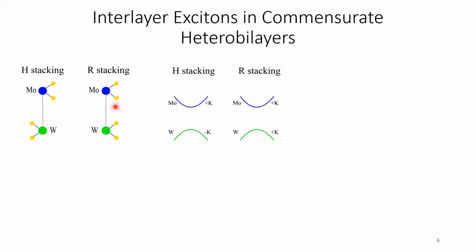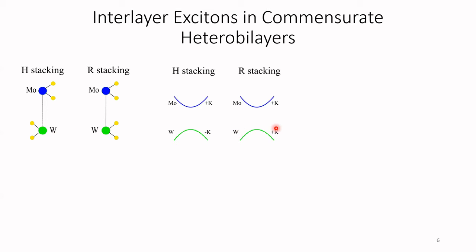When I have no twist between the layers, there are two kinds of stackings possible. One is R stacking, in which the chalcogen atoms point in the same direction relative to the metal atoms. And H stacking, where the chalcogen atoms point in different directions relative to the metal atoms.